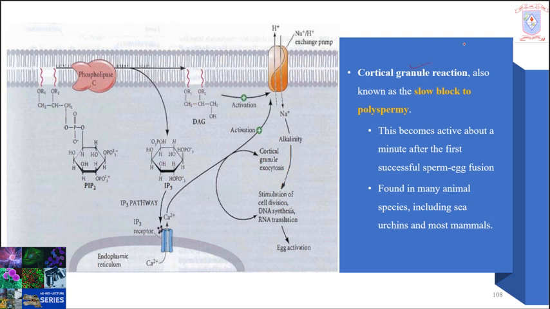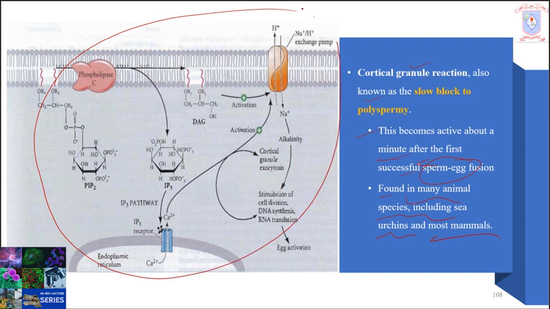The cortical granule reaction becomes active about a minute after the first successful sperm fusion. So this mechanism of slow block to polyspermy is initiated within minutes, not within seconds. Within seconds the fast block happens, but the slow block is a slow process, so it becomes active only after the first few minutes of sperm-egg fusion. It is found in many animal species, including sea urchin and most mammals, including human. This is the whole process of slow block to polyspermy, and we will discuss this in coming slides.